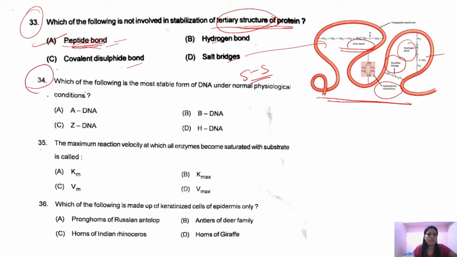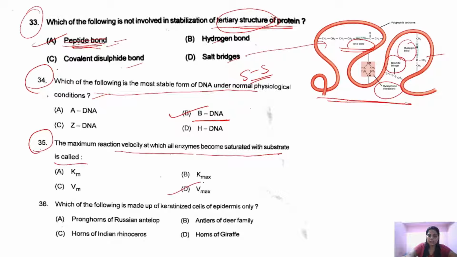Next, question number 34. Which of the following is most stable form of DNA under normal physiological condition? Right answer for this will be option number B, that is B-DNA. Question number 35. The maximum reaction velocity at which all enzymes become saturated with substrate is called Vmax. Obviously, this is again a very easy question.